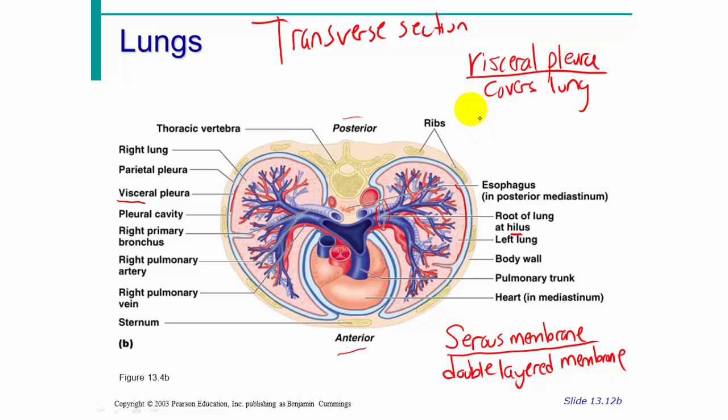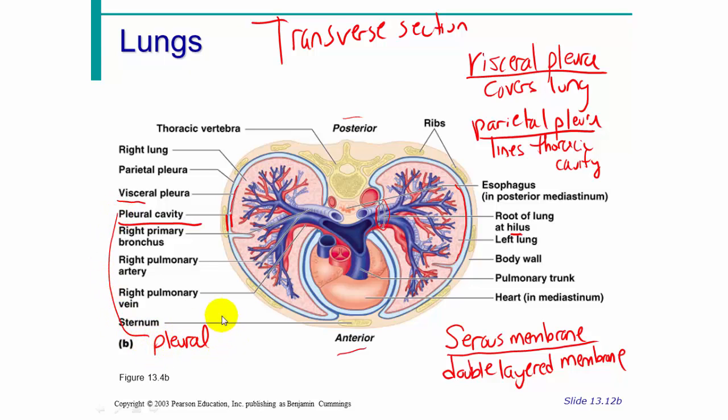The other layer lines the cavity, and that's called the parietal pleura. So this lines the thoracic cavity. Okay, so you have the layer that covers the organ is the visceral layer. The layer that lines the cavity is the parietal. When we talked about the heart, the layer that covered the surface of the heart was called the visceral pericardium, and the layer that lined the cavity that the heart was in was called the parietal pericardium. So it's the same kind of setup. Now, in between the two is something called the pleural cavity, right here. So the pleural cavity is the cavity between the two layers, and it contains pleural fluid. Or it's also serous fluid, pleural fluid.